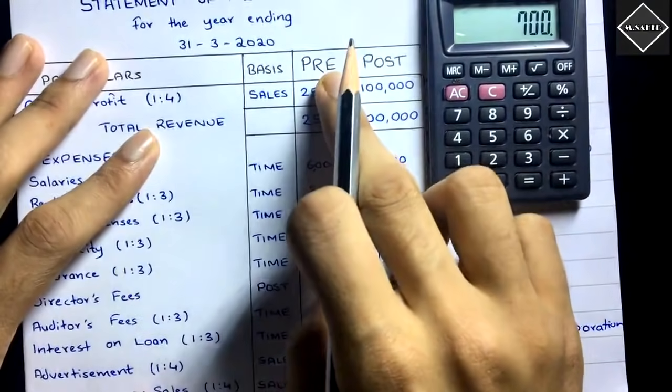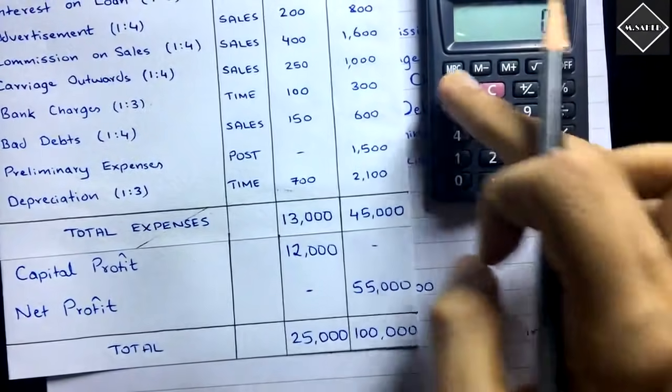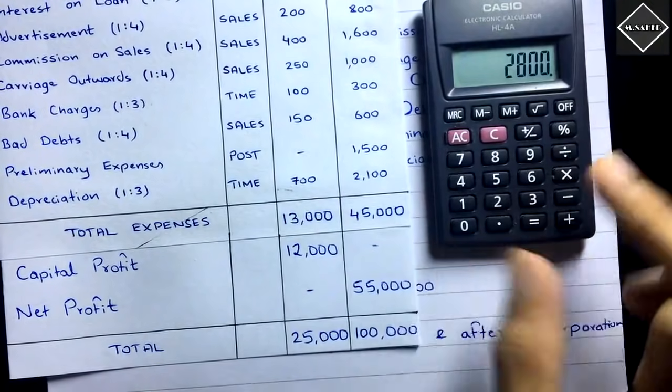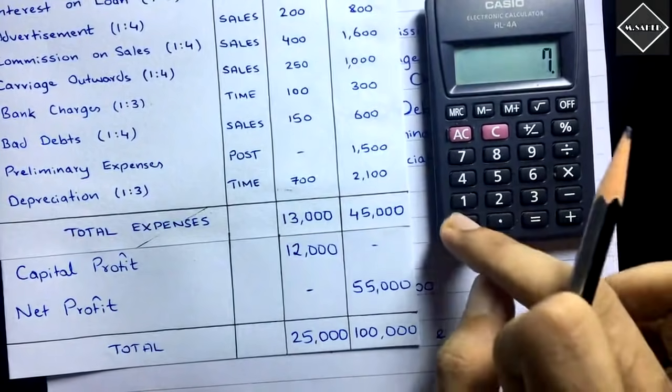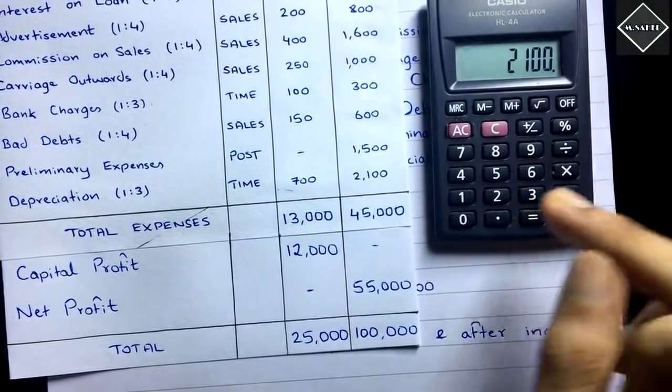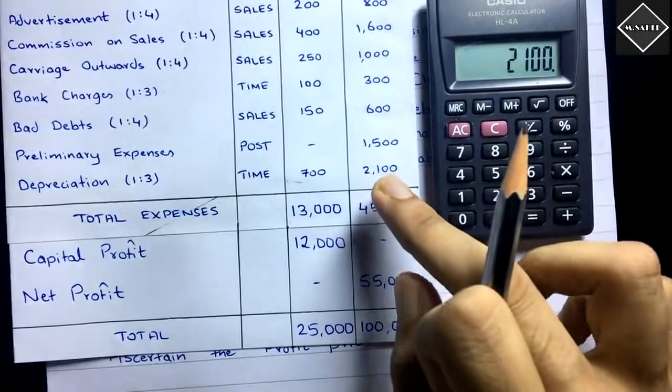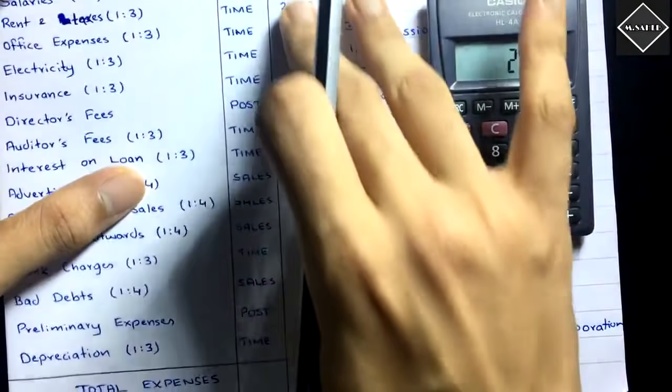Okay, 700 will go to the pre column, and then the remaining, let's see, 2800 minus 700, you get 2100. So 2100 goes to the post column. Simple. 2100. So now you have got all the expenses here.